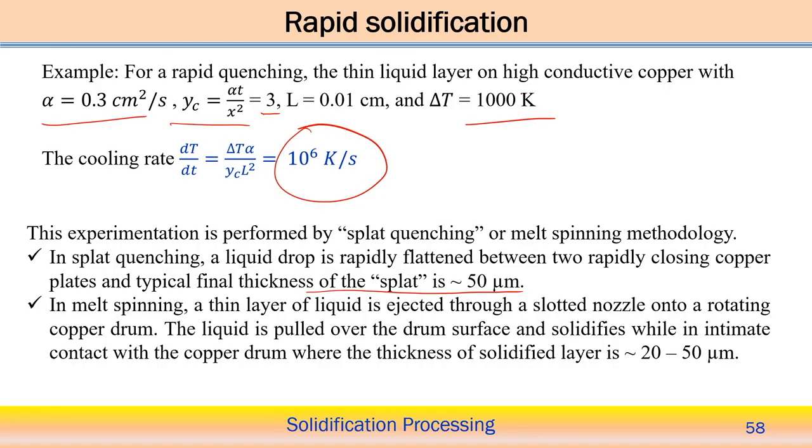So theoretically, in terms of these non-dimensional parameters, we have calculated that the rapid solidification process can achieve 10 to the 6 Kelvin per second.